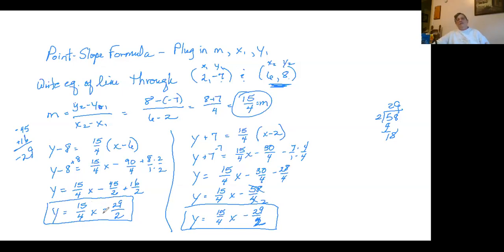And if I had used y equals mx plus b, it would have given me the same end result. I would have had to do the same work with the fractions. It wouldn't make any difference.